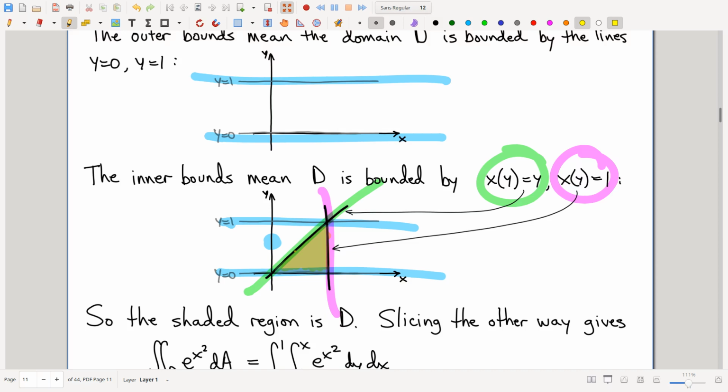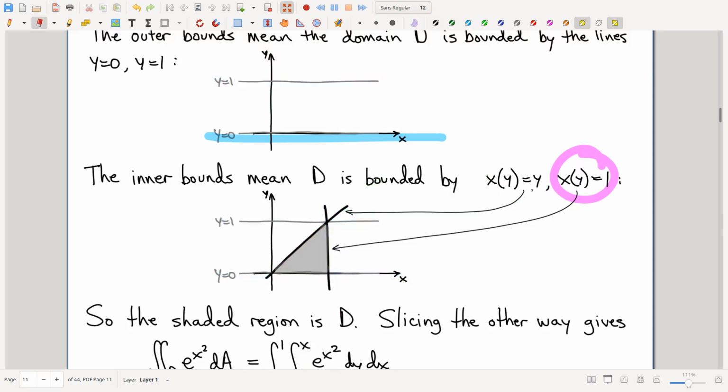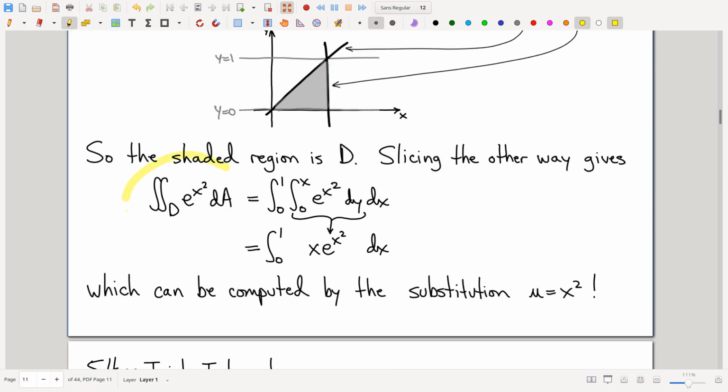So now, are we going to compute this double integral, knowing our domain as we do? Are we going to compute this double integral directly or something? Well, no, of course not. We're just going to slice the other way. And now this is a pretty straightforward domain. Looking at this domain, again, it's this triangular region.